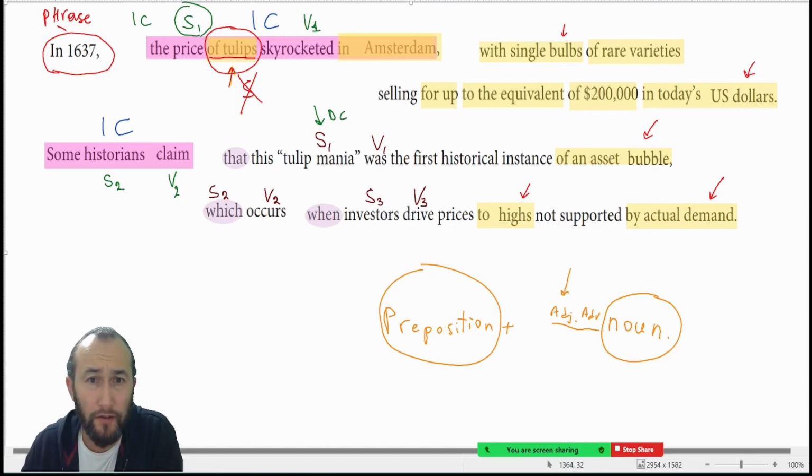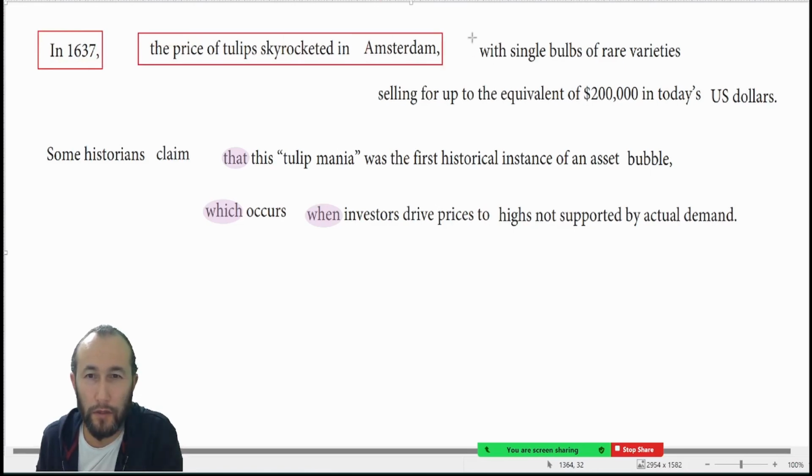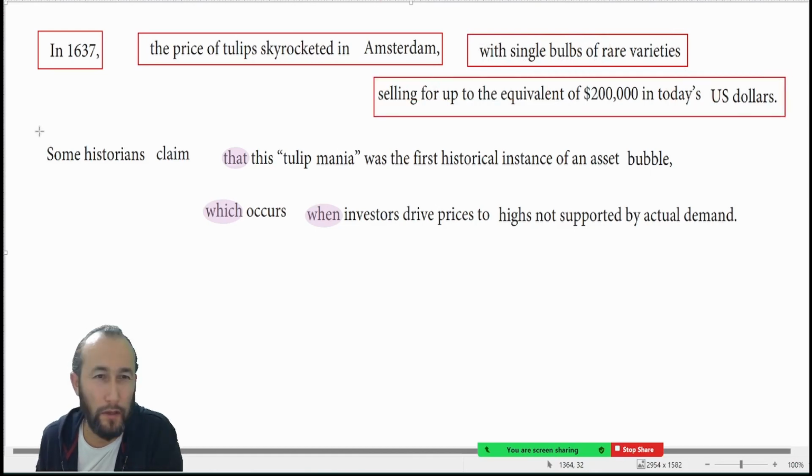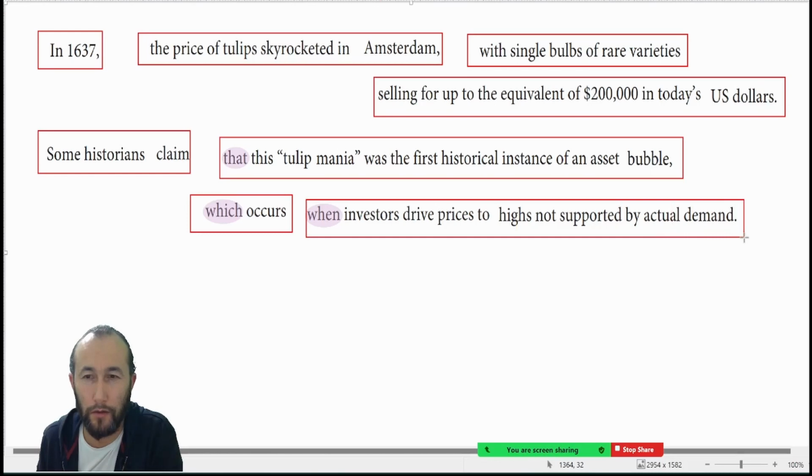Okay, so that's it. Now, as you can see here, we have dismantled the sentences into many pieces, right? So here, again, I'm going to remove maybe extra things to clear it out. Okay, here you go. So this is the first part. And then we've got here the second part. Then with single bulbs of rare varieties, selling for up to this. Some historians claim that was the first historical bubble, which occurs when demand. So how many clauses do we have here? How many clauses we got?